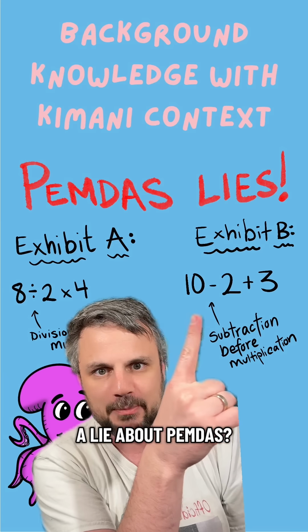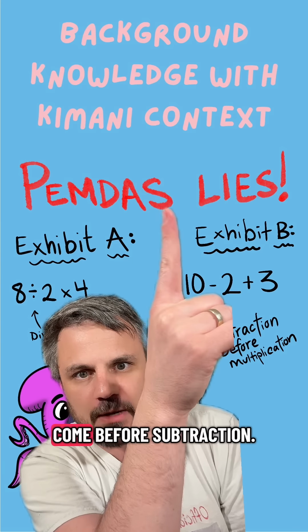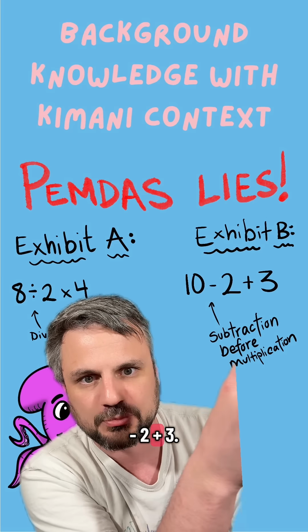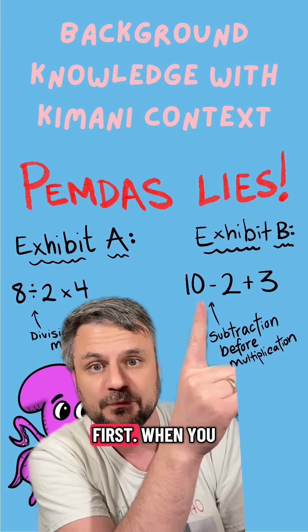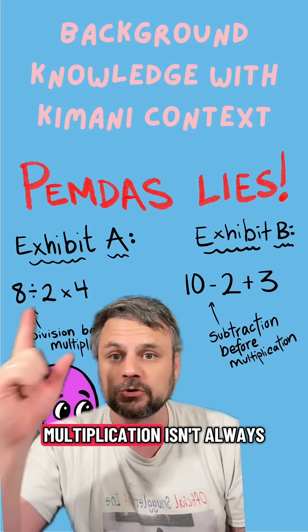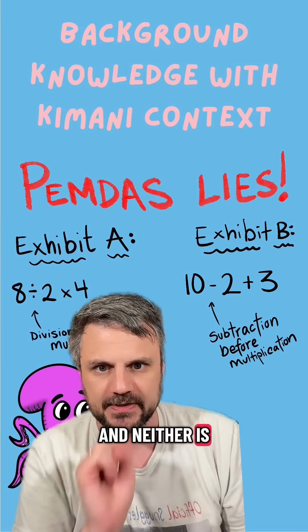What else is a lie about PEMDAS? Addition doesn't always come before subtraction. Look here, 10 minus 2 plus 3. Here we would do 10 minus 2 first because it comes first when you read from left to right. Multiplication isn't always first, and neither is addition.